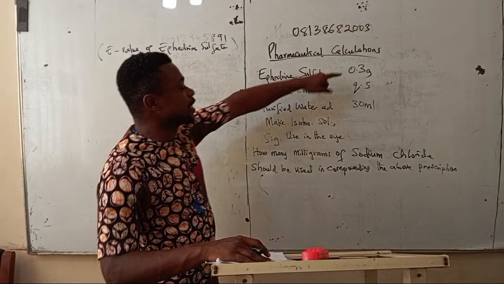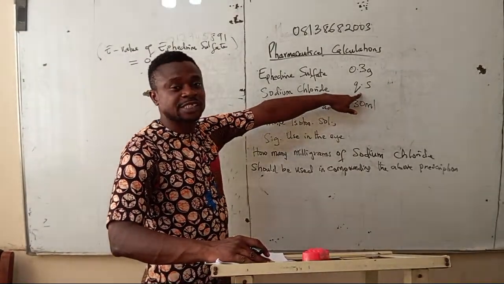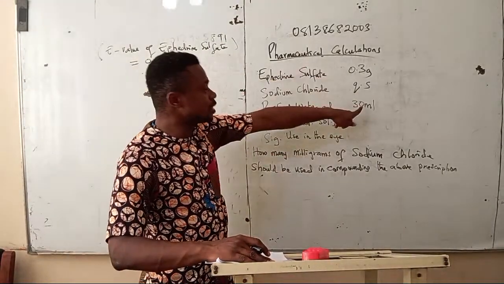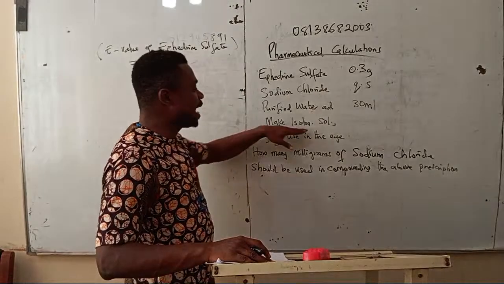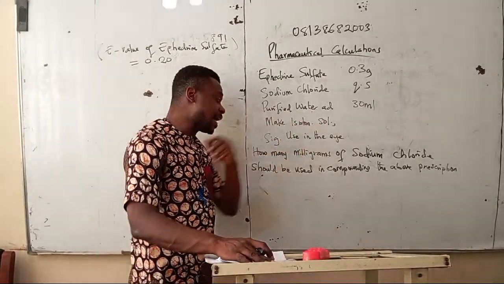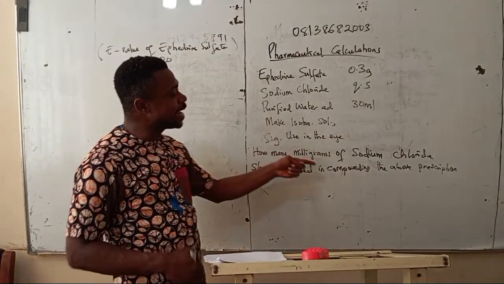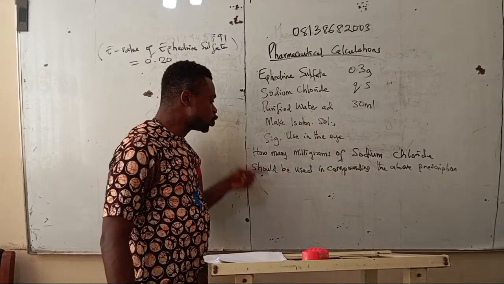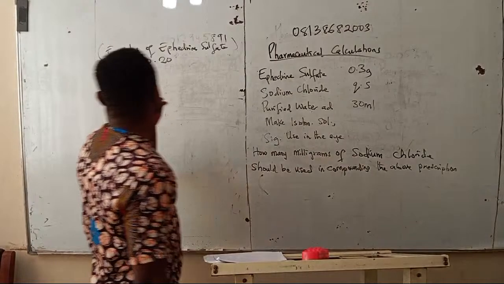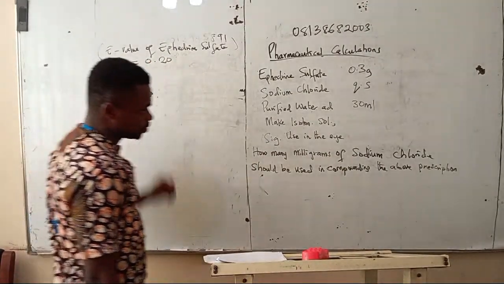Ephedrine sulfate, 0.3 gram, sodium chloride, QS, sufficient quantity. Purified water, add to 30 ml. Make isotonic solution, to be used in the eye. The question now says, how many milligrams of sodium chloride should be used in compounding the prescription above? The E value of ephedrine sulfate is 0.20.